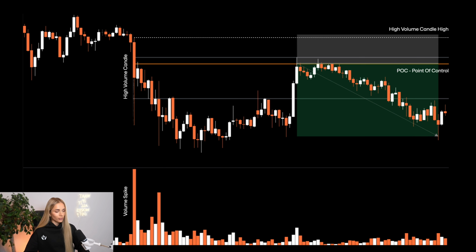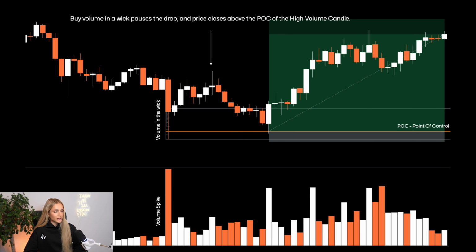By now, I showed you how this setup can work as a trend continuation. But can it also be suitable to find reversals? Absolutely yes. As a matter of fact, for us, the previous market direction before the big volume spike doesn't really matter that much. What matters is if the price closed above or below the volume after.